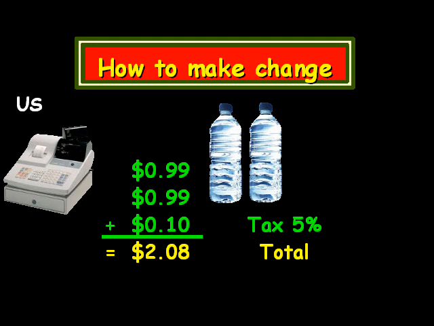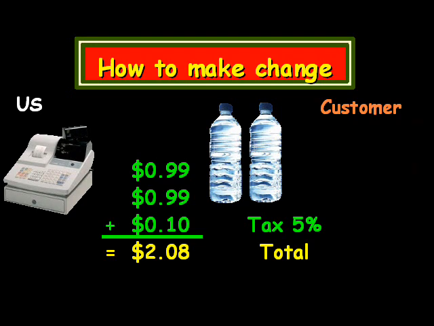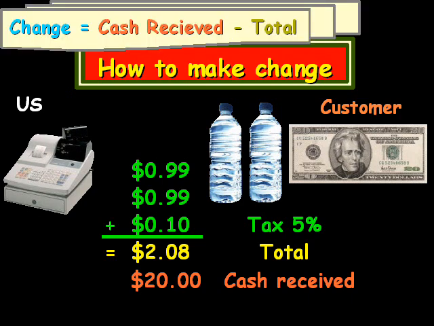So this is us right here on the left side by the register, and on the right side we have the customer, and the customer gives a $20 bill. So we need to figure out how we make change for this. Well, we have a total of $2.08, and the customer has given us $20. I'm going to put a formula up top here: the change is going to be equal to the amount of cash we received minus the total. That can be a negative number, which would mean the customer would actually owe us more money, but we won't do any examples of that. So the customer gave us $20, and we subtract the total of $2.08. $20 minus $2.08 comes out to a total of $17.92 change due.